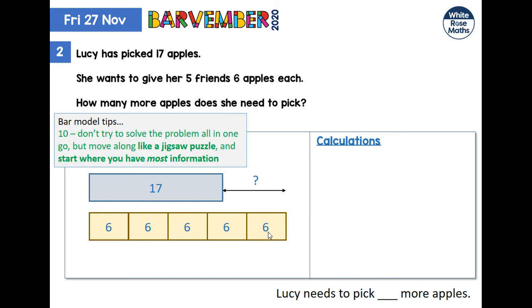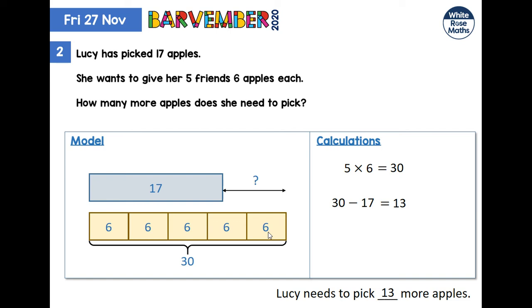So we're going to use our jigsaw puzzle approach to see where we have most information. Well, the most information is in the bottom bar, those 5 equal parts of 6. So let's see. Yes, we are going to do a multiplication problem, and then let's see how the maths develops. So follow through the maths for yourselves, and if you have any questions, speak to your teacher. Okay.